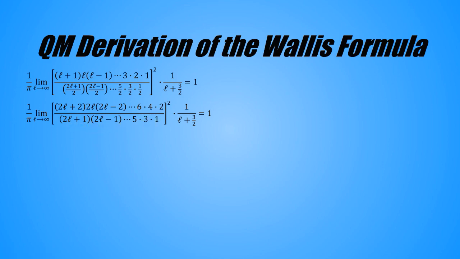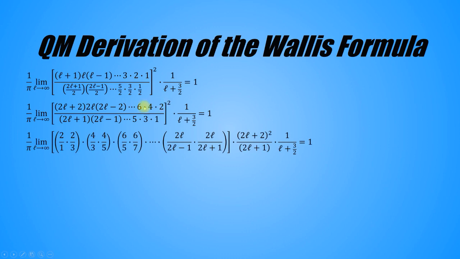And I'm going to play a little game of musical chairs by grouping these factors together. One of the 2's in the numerator will sit over this 1, and the other 2 will sit over one of the 3's in the denominator. I'll play the same game with the 4's and the 6's in the numerator, and so on. Eventually, I will get to 2L over 2L minus 1 times 2L over 2L plus 1. And we'll find that when the music stops, 3 factors are left without a chair. These 2 factors of 2L plus 2 from the numerator, and this 1 factor of 2L plus 1 from the denominator. And those will sit right here.